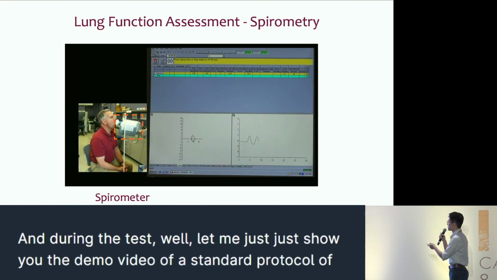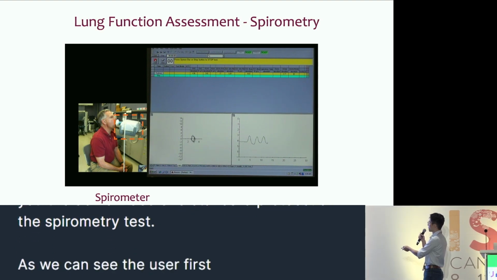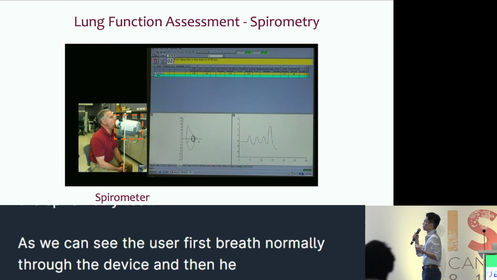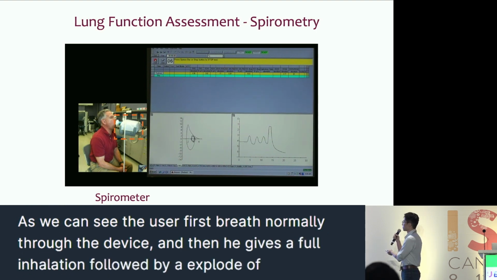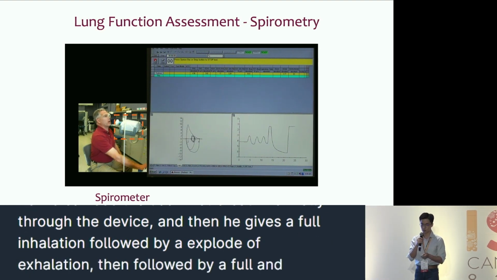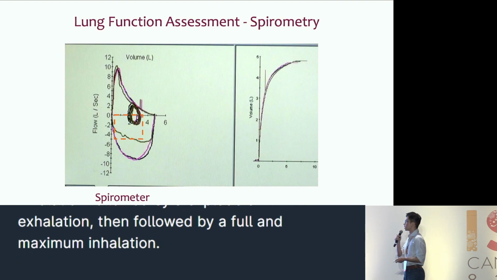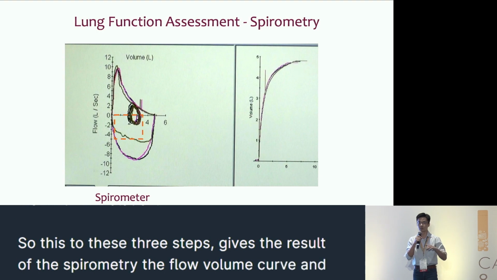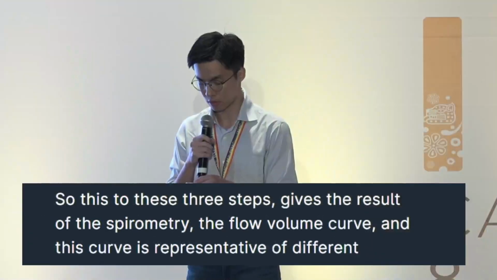As you can see, the user first breathes normally through the device, and then gives a full inhalation followed by an explosive exhalation, then followed by a full and maximum inhalation. So these three steps give the result of the spirometry, the flow volume curve. And this curve is representative of different types of lung conditions.